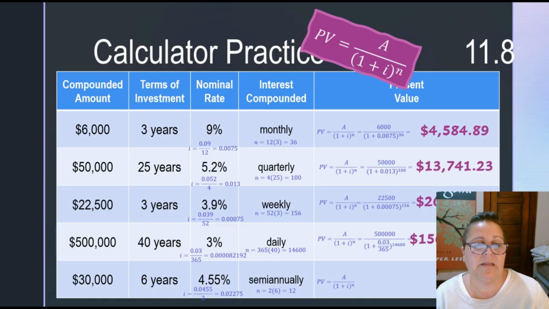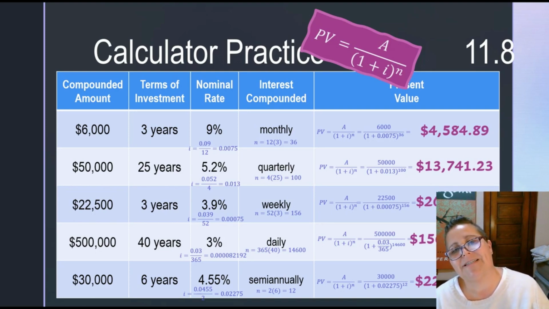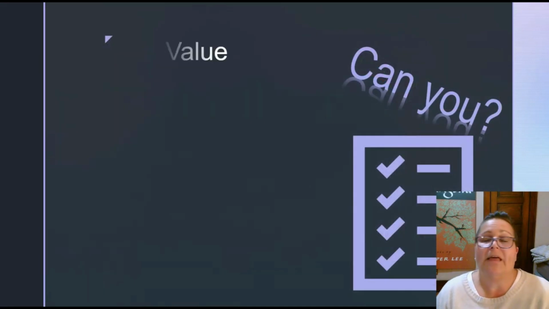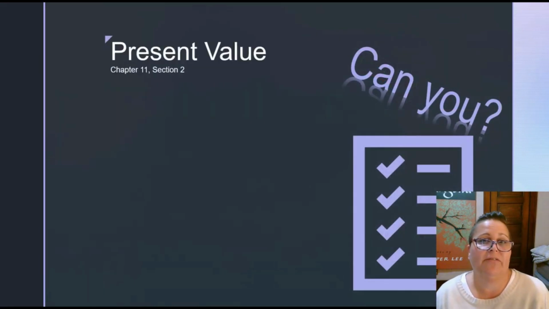All right. So I'm going to leave you here with this last one. I am, of course, blocking the answer, but you should get $22,902.74. That's all there is for section 11.2. It's a lot of rehashing. It's just being able to know the difference between present value and future value. Unfortunately, the processes stay very much the same.